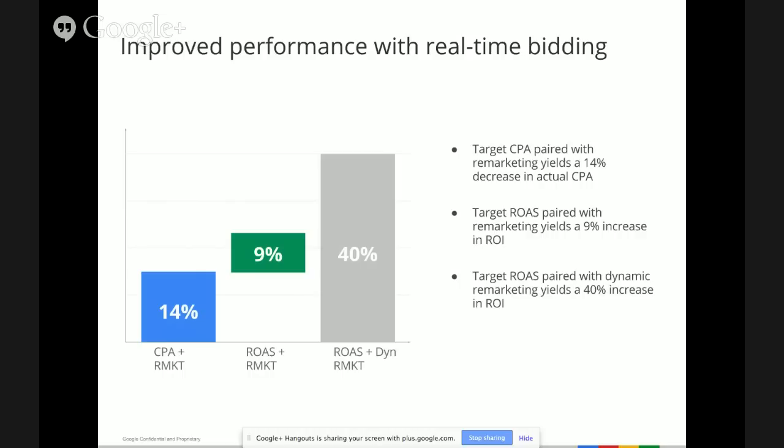Let's do a quick overview of the type of performance gains you can likely see when using our different real-time bidding strategies. First, if you move from max CPC to target CPA and remarketing, we often see a 21% conversion uplift and a 14% cost per action decrease. If you move from target CPA to target ROAS, then we often see an incremental 10% return on ad spend. And finally, if you move from target CPA to target ROAS on dynamic remarketing, which Joe was talking about earlier, we see a 40% return on ad spend improvement at the same conversion volume.